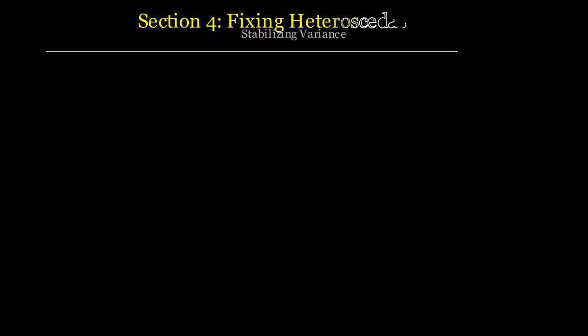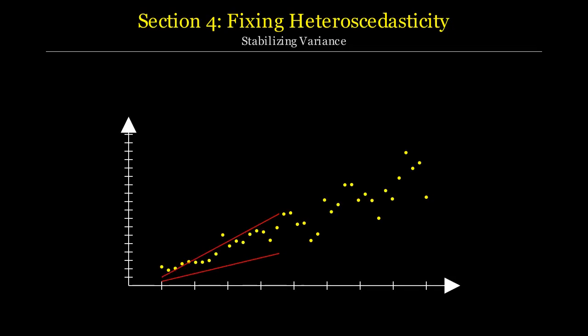Section 4. Fixing heteroscedasticity. One of the core assumptions of linear regression is that the variance of errors is constant. However, as values grow larger, their variance often grows too, a phenomenon called fanning out. Log transformation stabilizes this variance, ensuring that our model's predictions are equally reliable for both small and large values.